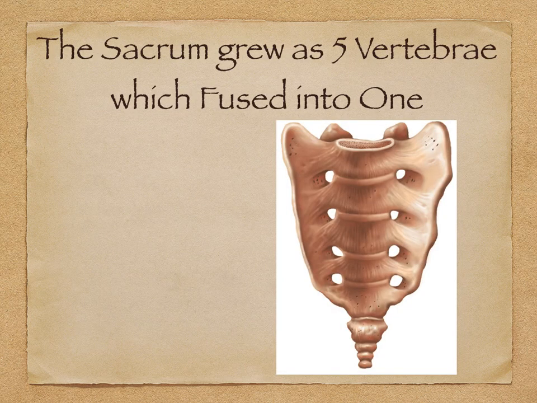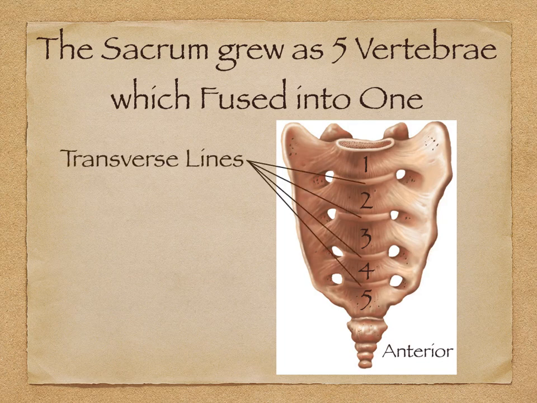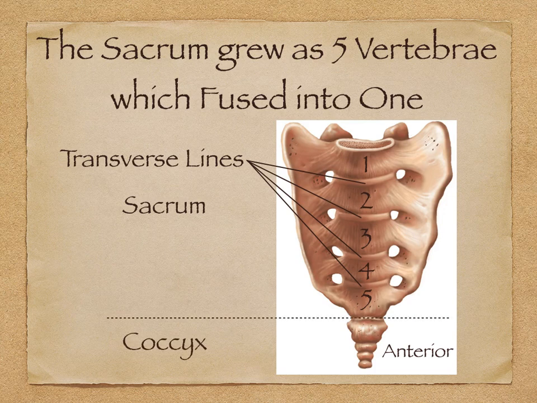The last part of the vertebral structure is the sacrum and the little tailbone called the coccyx. The sacrum grew as 5 vertebrae, which fused into one solid piece. You can still see the 5. You can see the fusion lines across the bone. These are called the transverse lines, and you can see them here. The sacrum divides from the coccyx right here. This is an anterior view of the bone.